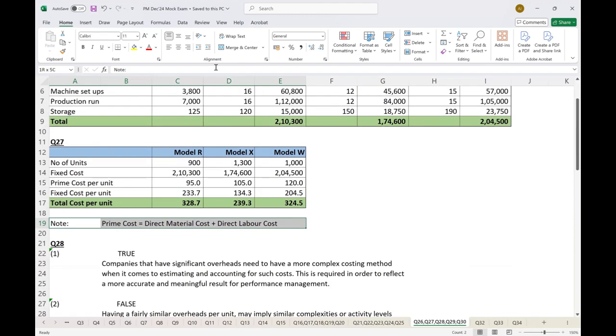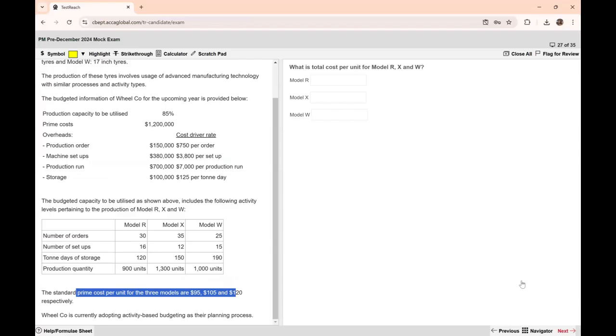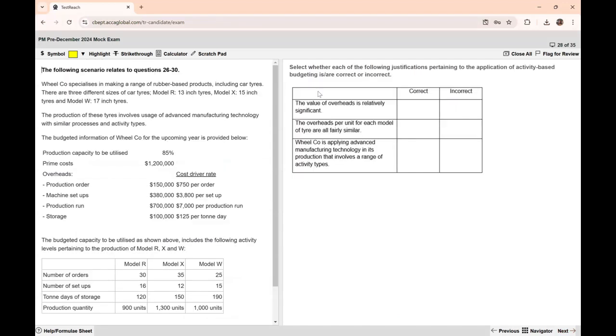Next question is: select whether each of the following justifications pertaining to the application of activity based budgeting is or are correct or incorrect. So the first one is the value of overheads is relatively significant. You have to tell whether the application of activity based budgeting will be relevant here or not.